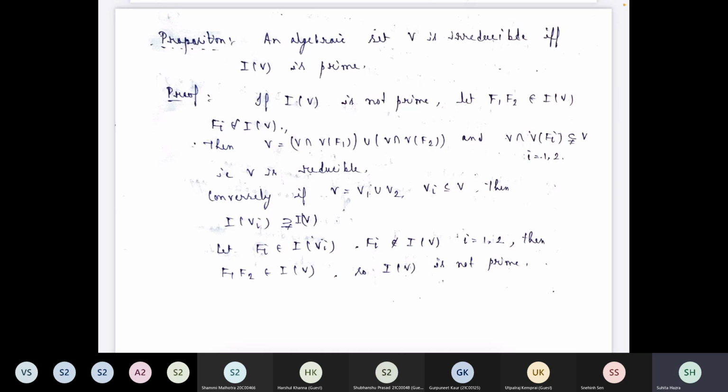Conversely, if V is reducible, that is V can be written as a union of two proper algebraic sets Vi, i equals 1, 2, Vi a subset of V, then I(Vi) is a proper superset of I(V), that is we can find some Fi belonging to I(Vi) such that Fi does not belong to I(V), i equals 1, 2. But F1 F2 belongs to I(V), because V equals V1 union V2. So I(V) is not a prime ideal. So we have both parts: if V is irreducible, I(V) is prime.